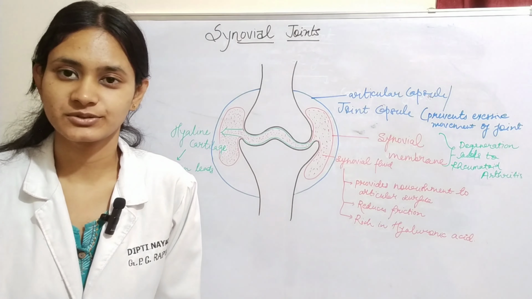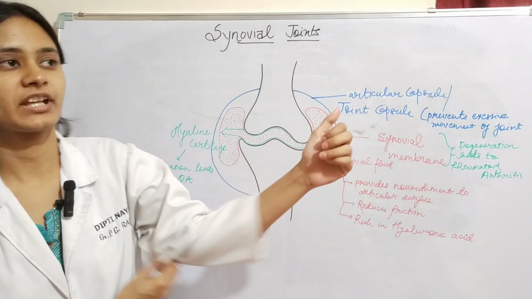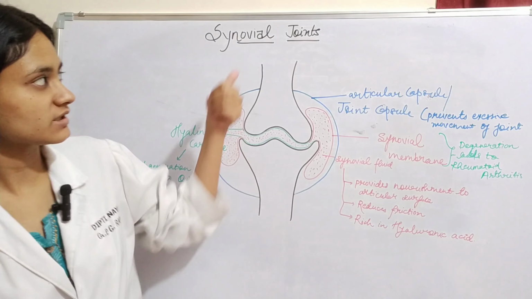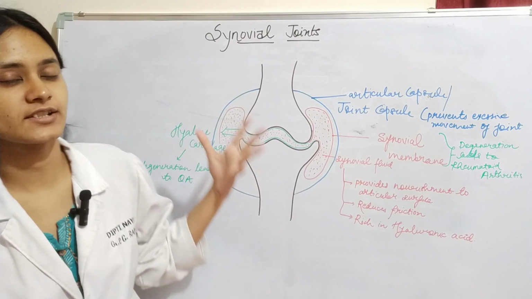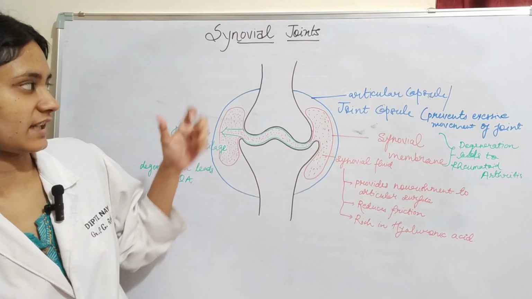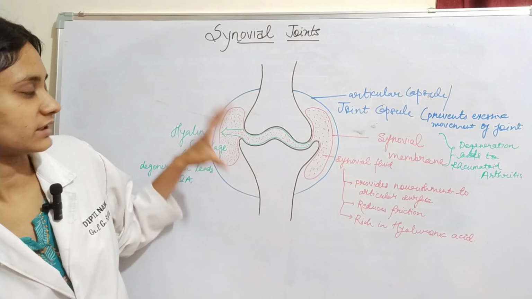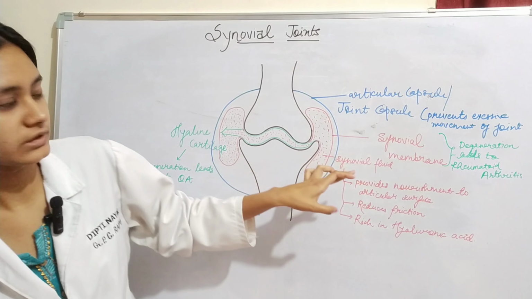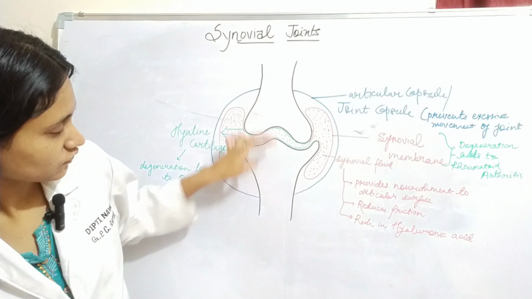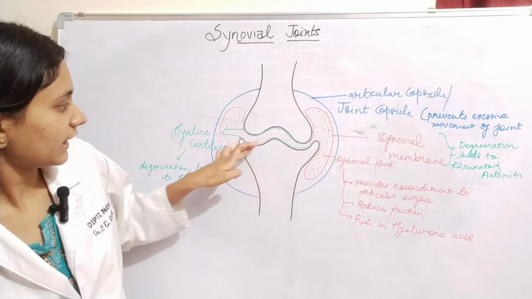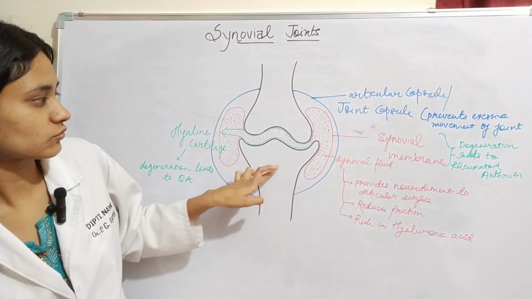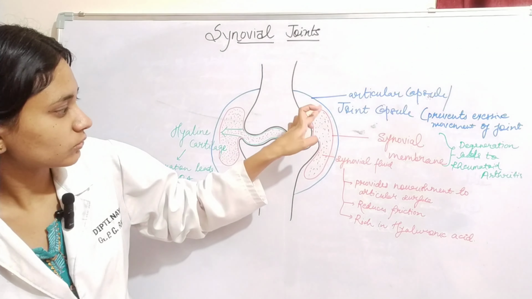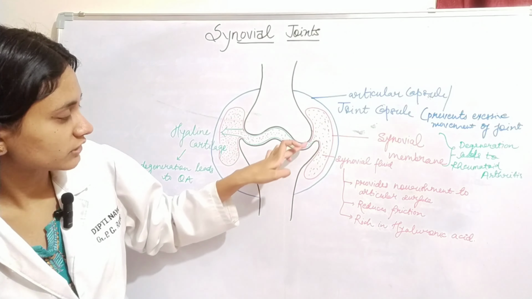So now we are going to start synovial joints. We had completed our fibrous joint, cartilaginous joint, and now we are going to study about synovial joint. Before learning the classification of synovial joint, we need to understand the structure of a joint. This is your two bone, this is your convex end, this is your concave end. These two bones have covering of hyaline cartilage. These two bones are covered by hyaline cartilage, and there is a synovial membrane present over the joint.